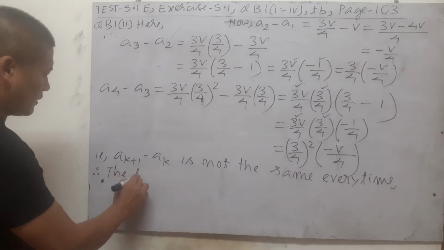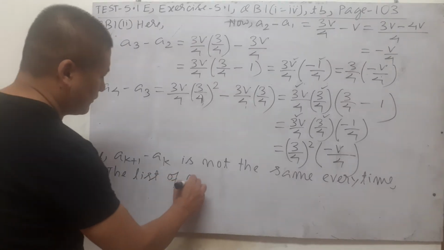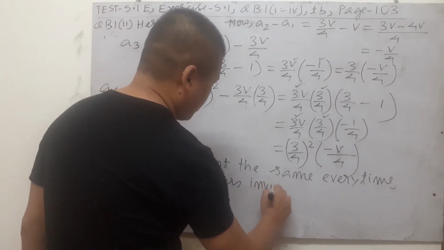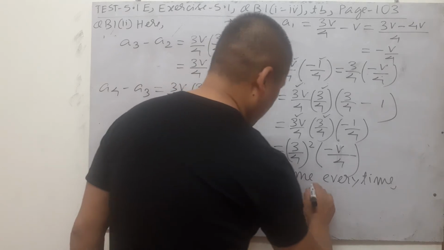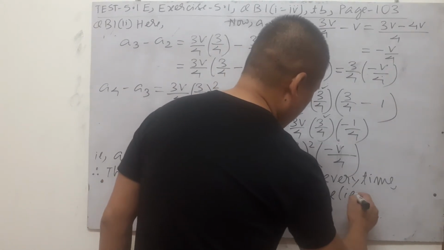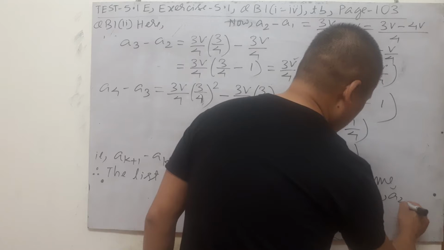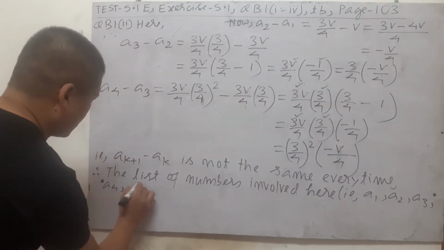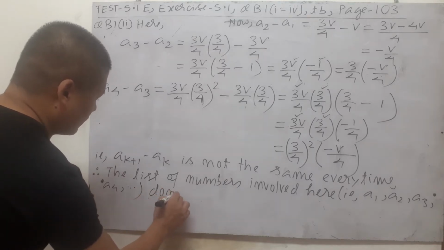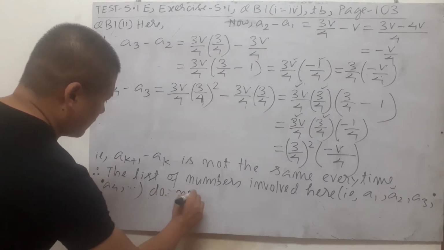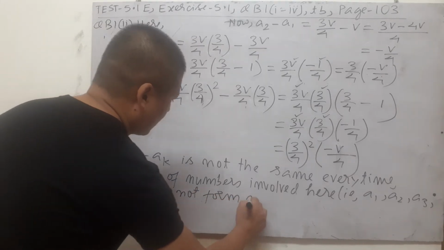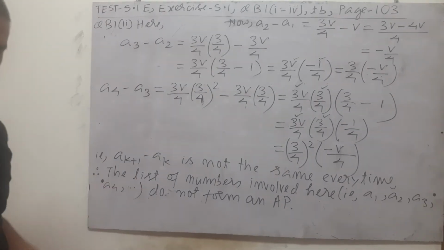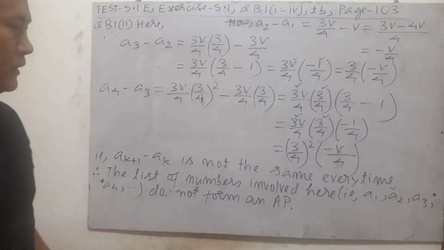Therefore, the list of numbers involved here, that is A1, A2, A3, A4, etc., do not form an AP because they do not have a common difference. Okay, B2. Then let's go to B3.